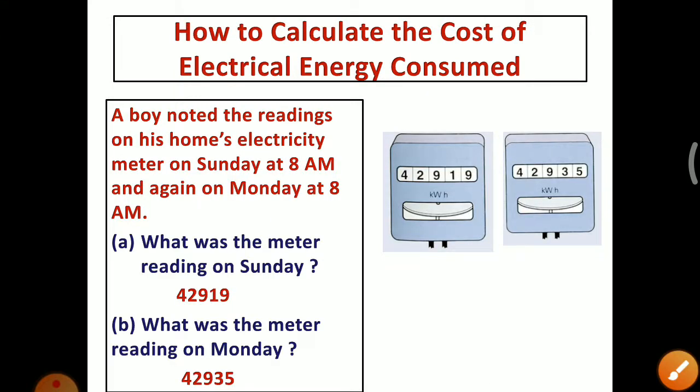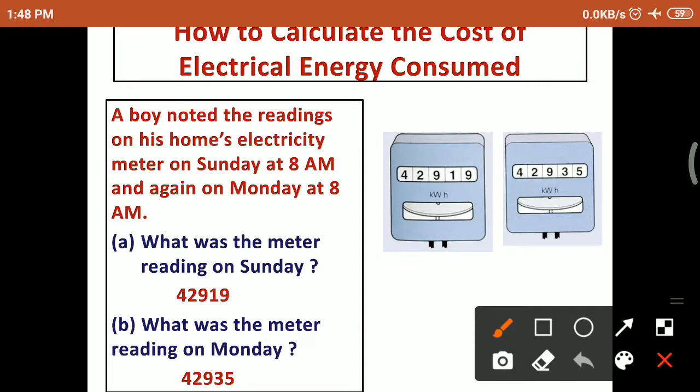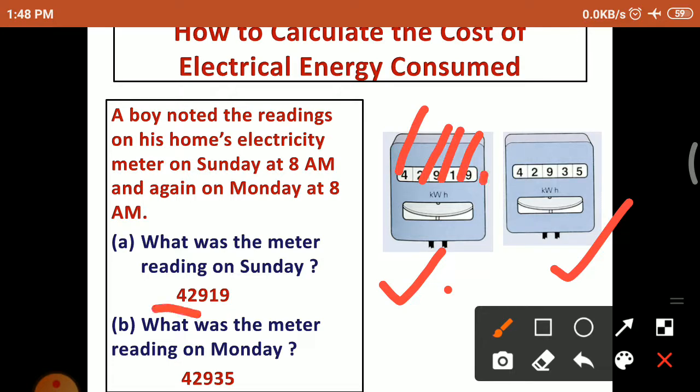Look at this example, and we can understand how to calculate the cost of electrical energy consumed. A boy noted the reading on his home's electricity meter on Sunday 8 a.m. and again on Monday 8 a.m. What was the meter reading on Sunday? See, this is Sunday. The reading is 42919 kilowatt hour. The W should be capital, kilowatt hour.